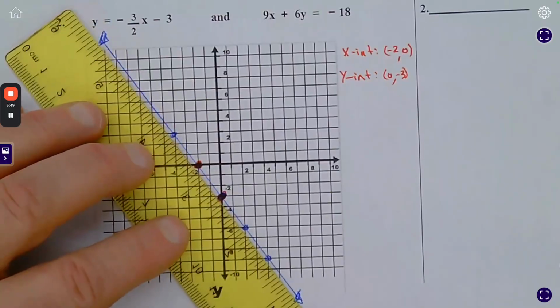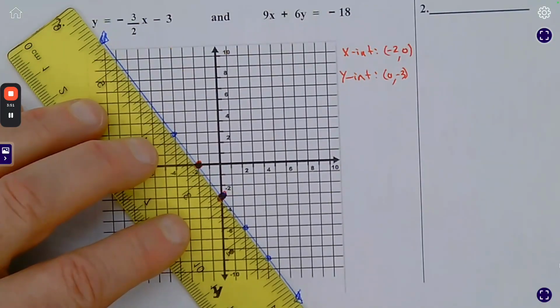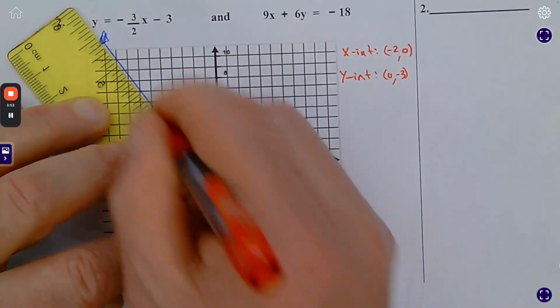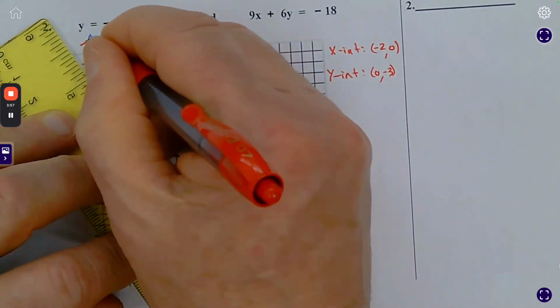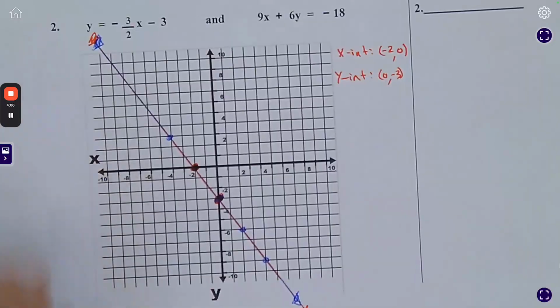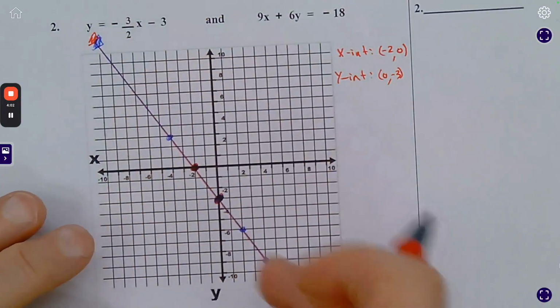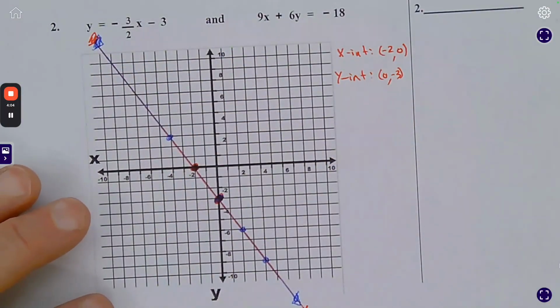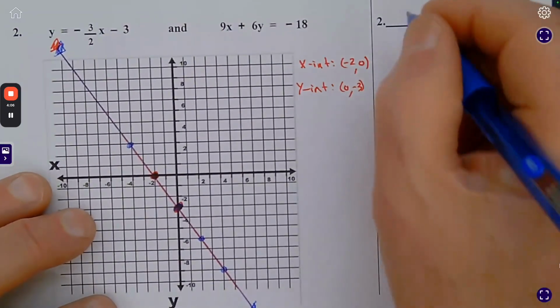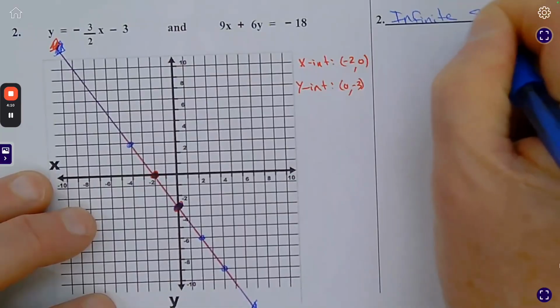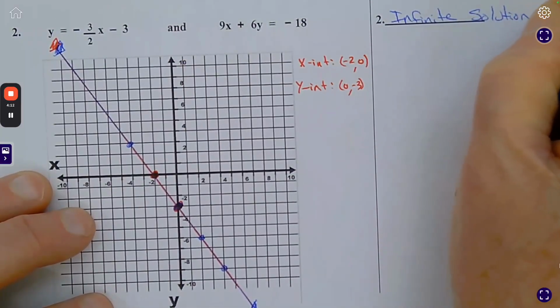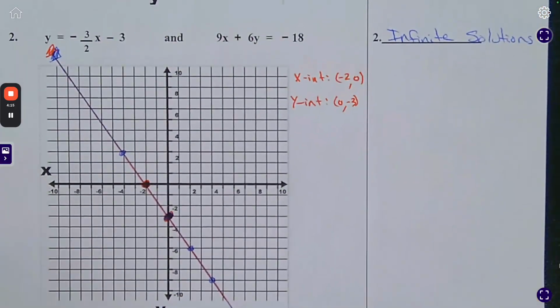What's going on here? Oh, I see it. These are the same line. Every x and y is a solution. Every ordered pair is a point of intersection because it intersects everywhere. They're the same line. So that means we have infinite solutions. Okay, not bad. That was money.